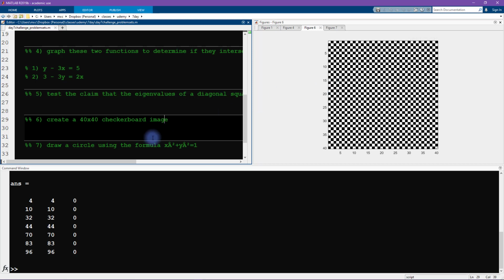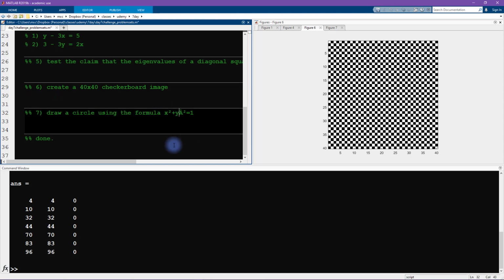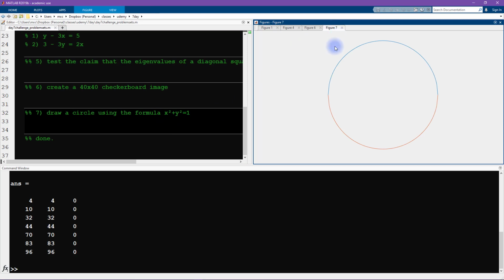All right, and then on the final day of this code challenge, you want to draw a circle using the formula, apologies for the incorrect formatting here, the formula x squared plus y squared equals 1. So that's going to look like this.